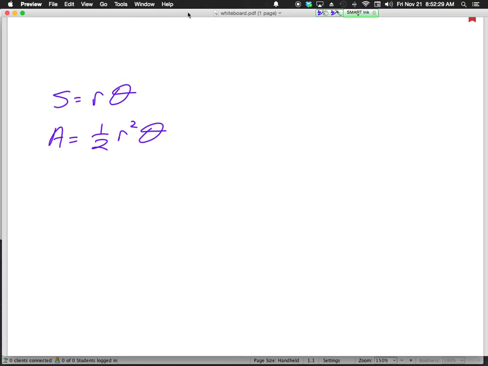Now, something that is very important when you use these two: theta must be in radians. Theta must be in radians for these formulas to work. Your angle must be in radians. So what happens if they give you a problem and they give you the angle in degrees? Very good. You've got to convert it to radians.